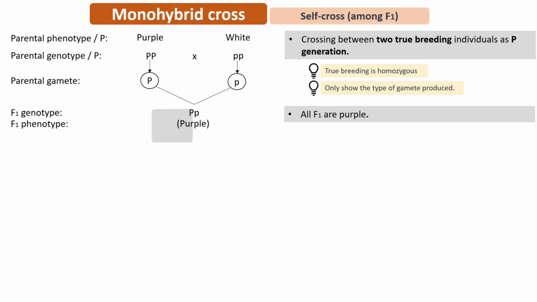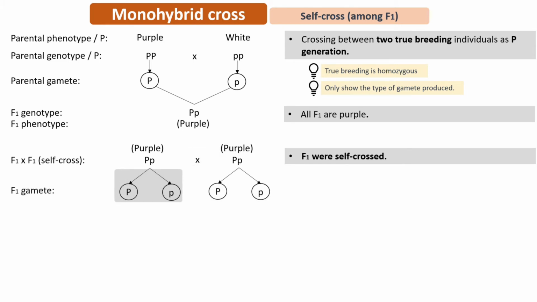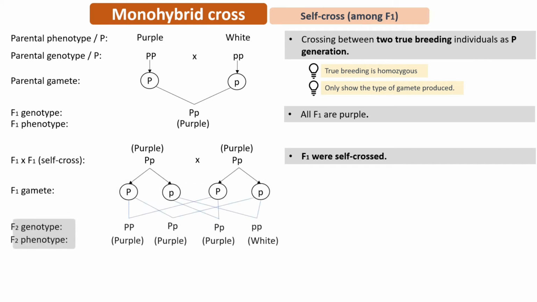purple. Then, the first generation was self-crossed, where heterozygous purple crossed with heterozygous purple. Each heterozygous purple produces two types of gametes, one carrying the dominant allele and the other carrying the recessive allele. When gametes from different parents undergo fertilization, the second generation will be produced. The second generation produced are homozygous dominant purple, heterozygous purple, and homozygous recessive white.